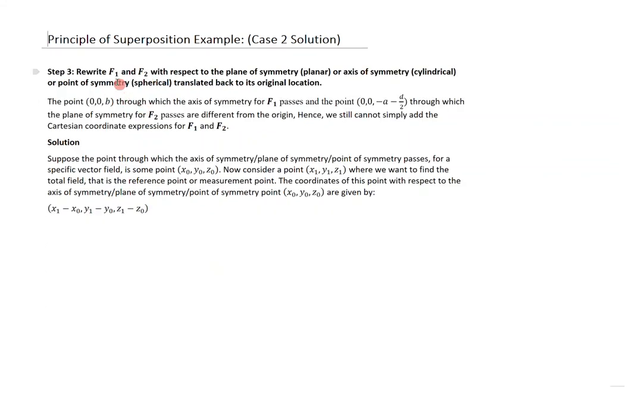All right, so we're going to rewrite F1, F2. Step 3 is to rewrite F1 and F2 with respect to the plane of symmetry, or axis of symmetry if it's cylindrical, or point of symmetry if it's spherical, and we translate back to its original location. And so this is similar to the description that was given previously. This is a mirror image of what we had said earlier. The only difference now is that the point through which things pass has been changed from the origin to a point which is displaced by minus A minus D over 2 units along the negative z-axis.